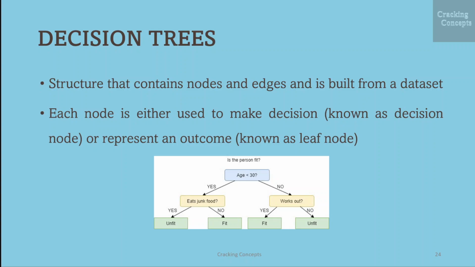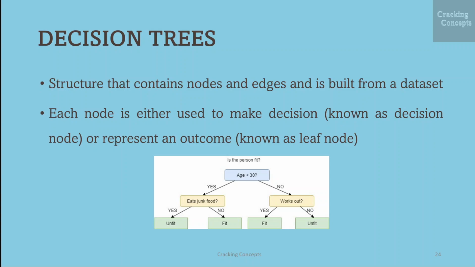Now given here is a decision tree example. It shows a decision tree that is used to classify whether a person is fit or unfit. Now the decision nodes here have questions like, is the person less than 30 years of age? Does the person eat junk, etc.? And leaves are one of the two possible outcomes, which is fit and unfit.